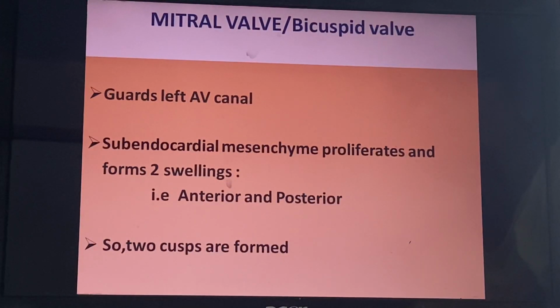Now the same story is with the mitral valve. They guard the left AV canal, but the only difference is that there are only two swellings, lying anteriorly and posteriorly. The origin of these anterior and posterior swellings is the subendocardial mesenchymal proliferation. In the same way, the two cusps are formed as they were formed in the tricuspid valve. So the same story is there.